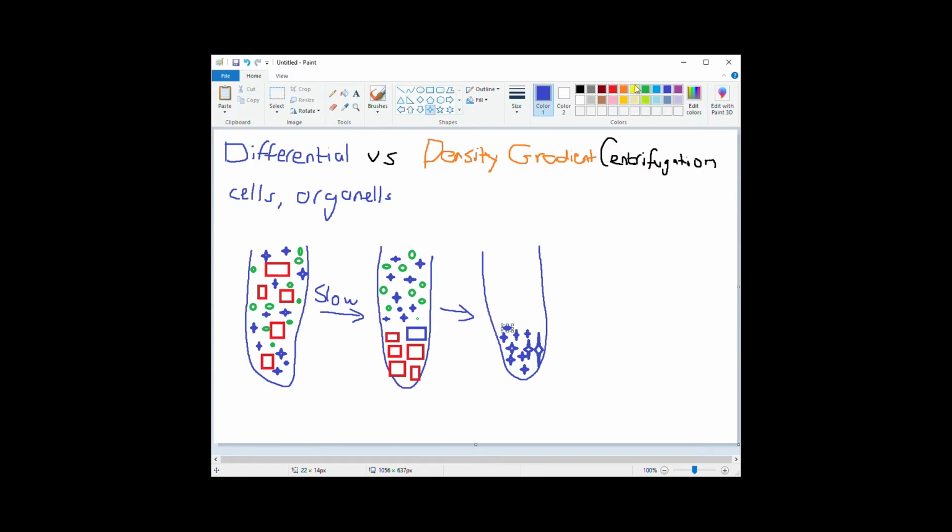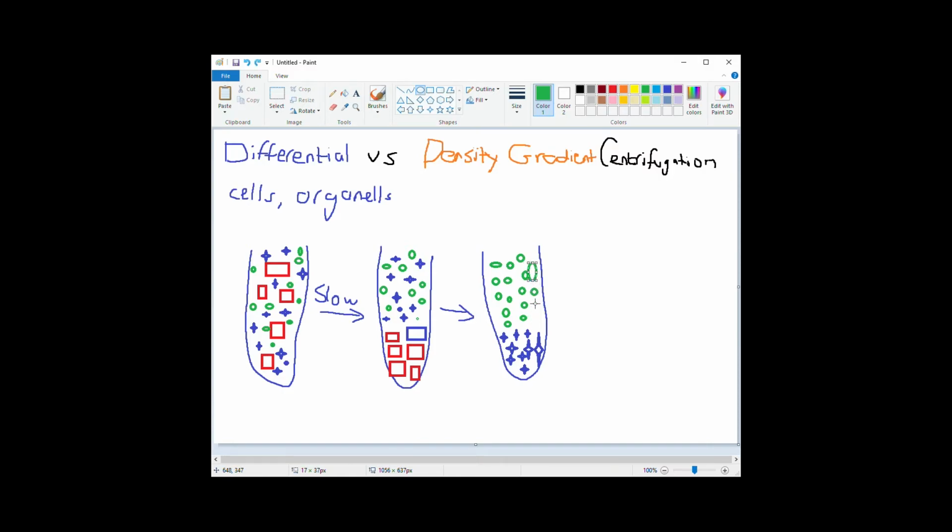That's another large one. And then you have the green circles. And in fact, it doesn't really matter how many different things you have in your solution, as long as you can keep spinning, you can keep separating out smaller and smaller particles as they disappear out.